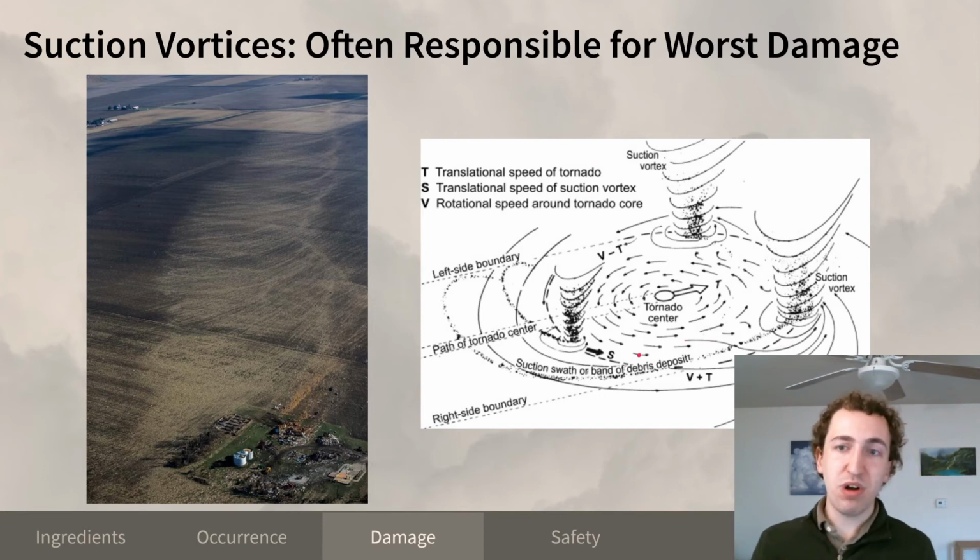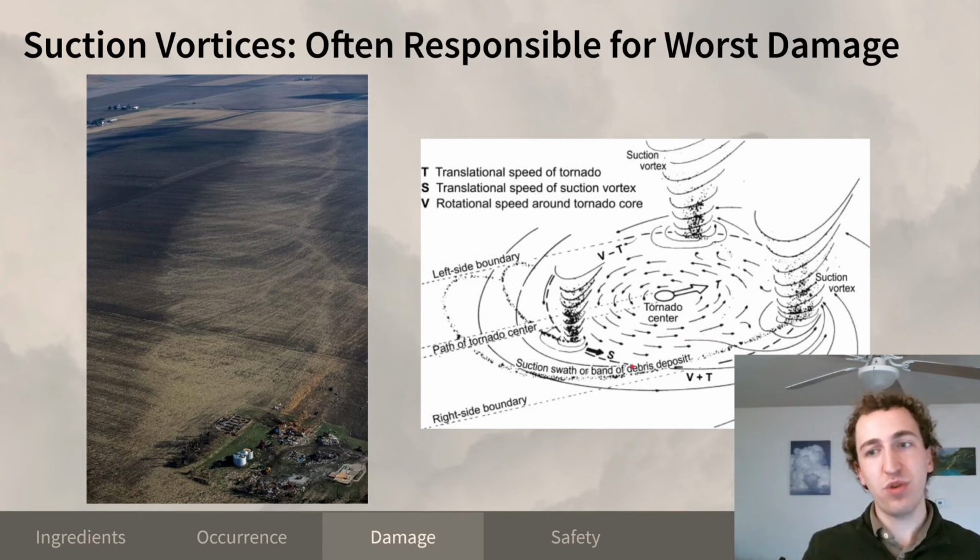And why this particularly comes up with the worst damage is because you have one velocity, so you have the direction that the tornado is moving, so that's one speed.